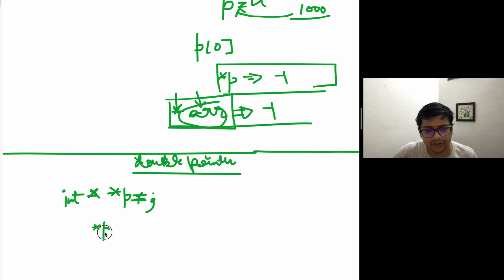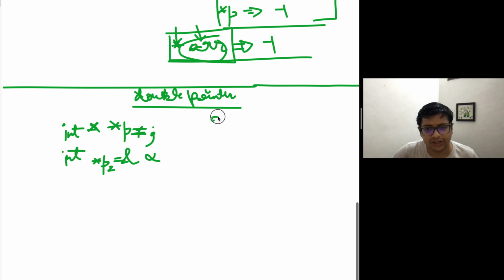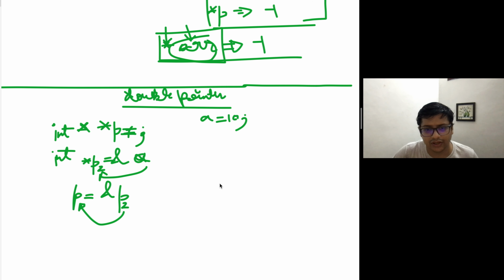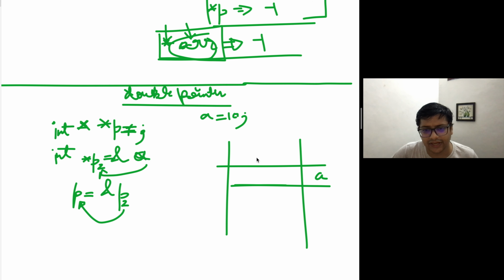We have another pointer p2, and here we supply the address of a, which we have already declared. Suppose we have declared the variable a equal to 10, and this address will go to p2, and the address of p2 will be stored in p. What does it mean? First we declared the variable a. Suppose it has the address 1000, and it will store the value 10.